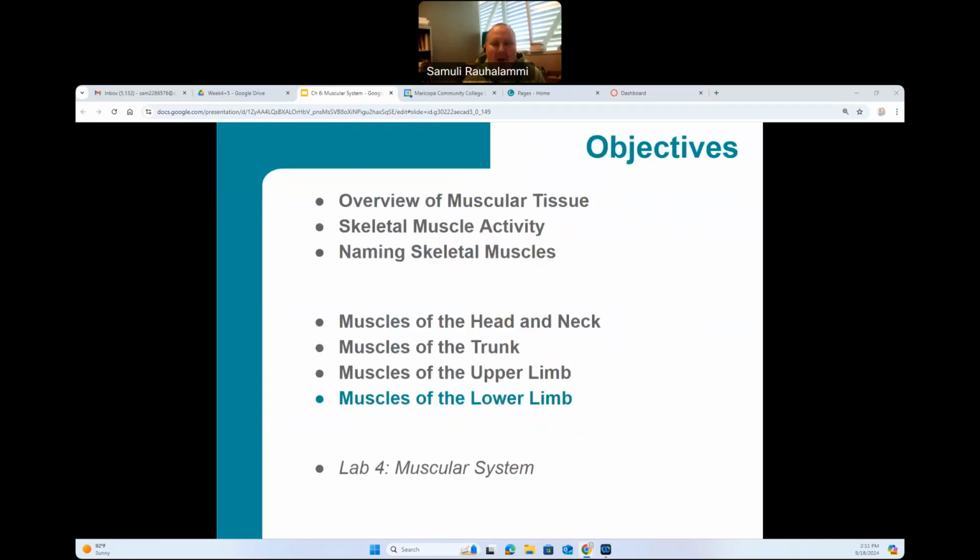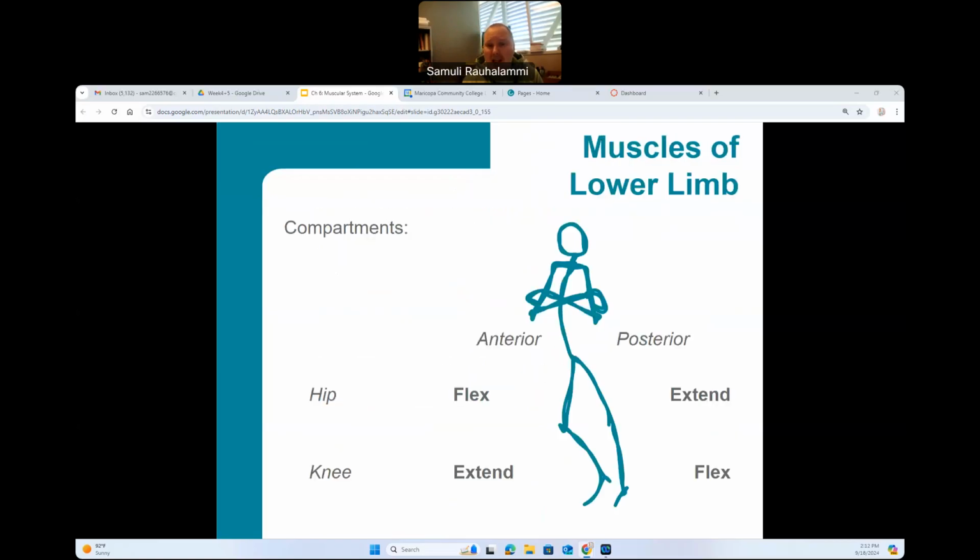And I think that we're ready to move on from the upper limb to the lower limb. So let's have a look at those key muscles from the lower limb a little bit. Before we do so, I want to orientate ourselves a little bit. And what we're seeing is that on the lower limbs, the muscles of the lower limbs are grouped according to whether they're anterior, medial, or posterior.